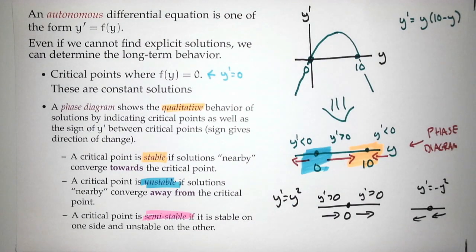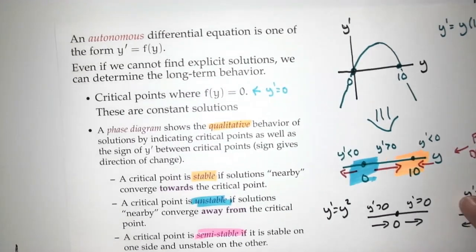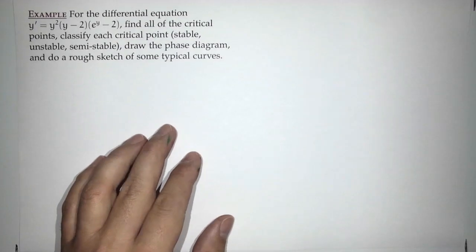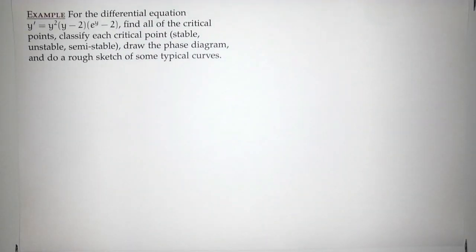All right. Well, are you ready to try it? Okay. So, for the differential equation, y prime equals y squared times y minus 2 times e to the y minus 2, find all of the critical points, classify each critical point, and that means stable, unstable, semi-stable, draw the phase diagram, and do a rough sketch of some typical curves. And we're like, wow, there's a lot to go on in just this one problem.